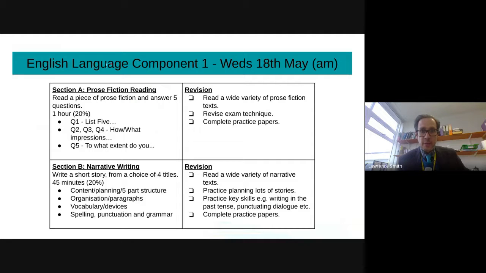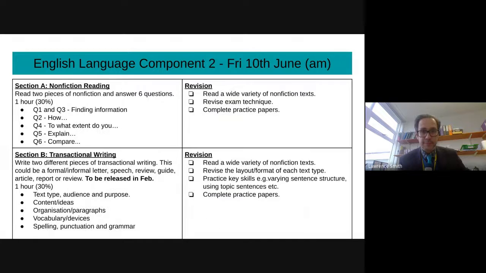So English language component 1 consists of prose fiction reading, so reading an extract from a piece of prose, and then they will be answering 5 questions on that. We advise students to spend roughly about an hour on that part of the paper so that they can spend the remaining 45 minutes on their narrative writing.